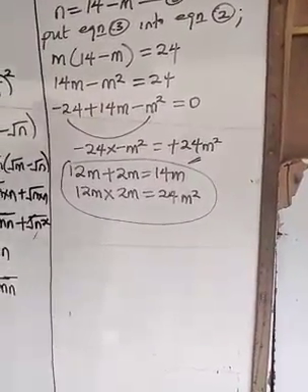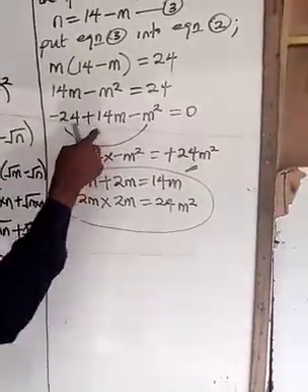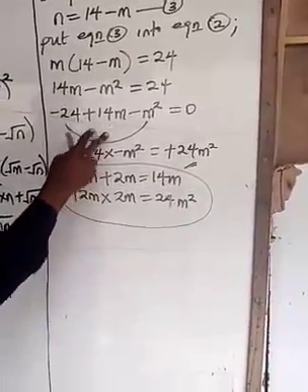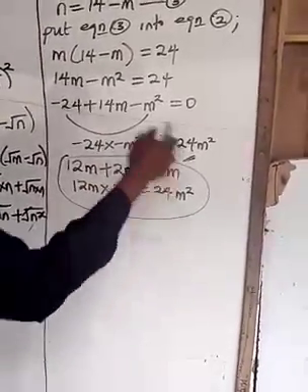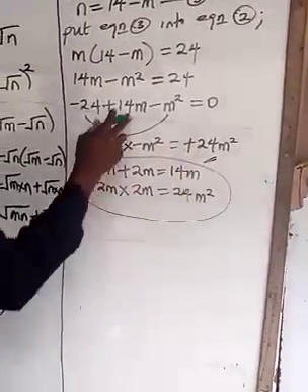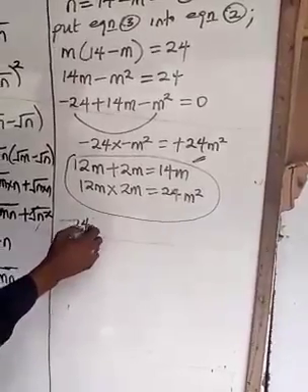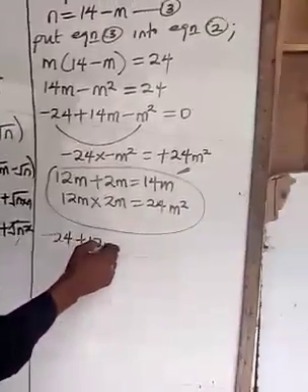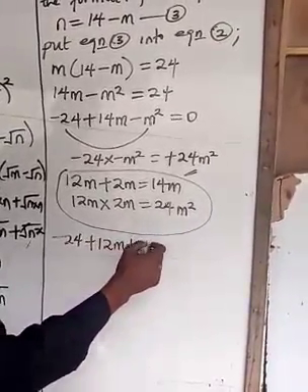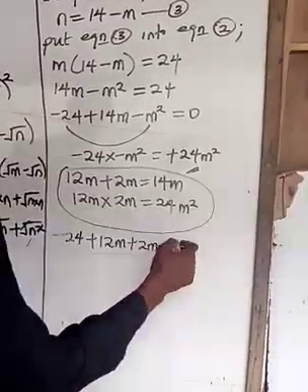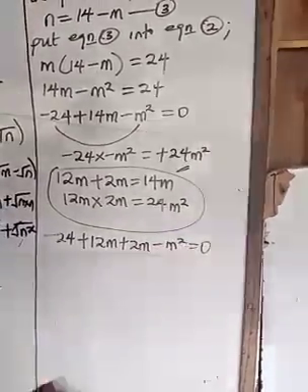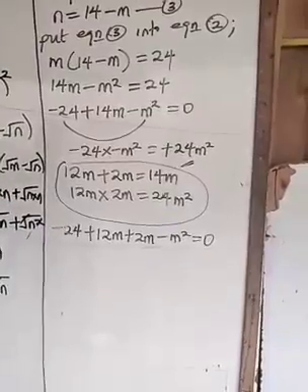So let's continue. We found the two factors that when you add them you get 14m, and when you multiply them you get 24m squared. So instead of writing 14m, we replace it with those factors. So minus 24 plus 12m plus 2m minus m squared is equal to 0.